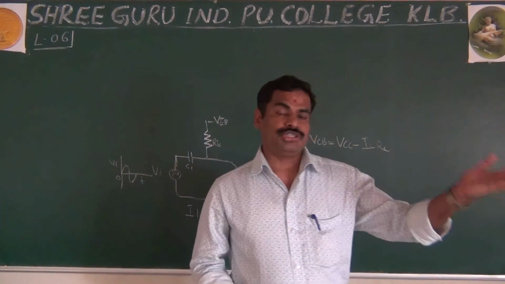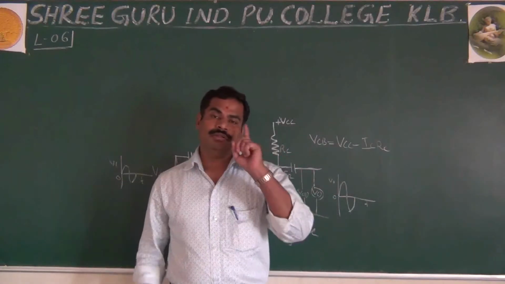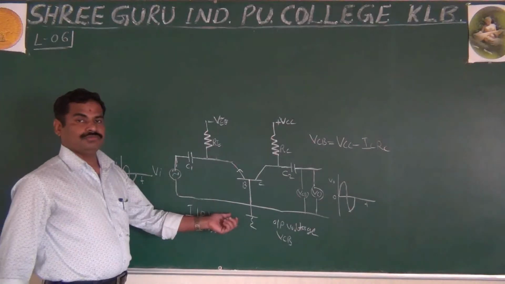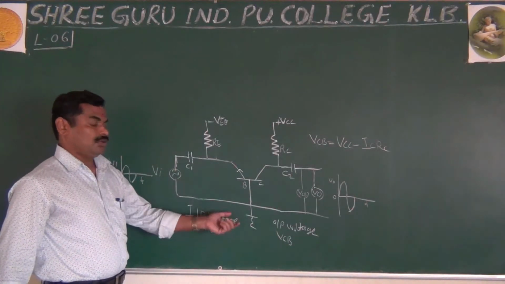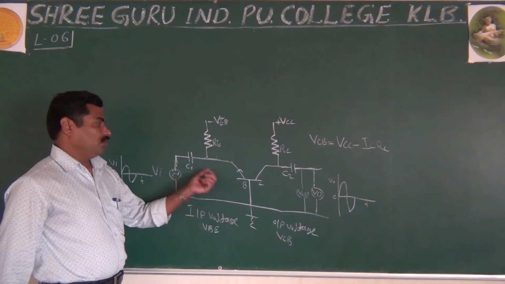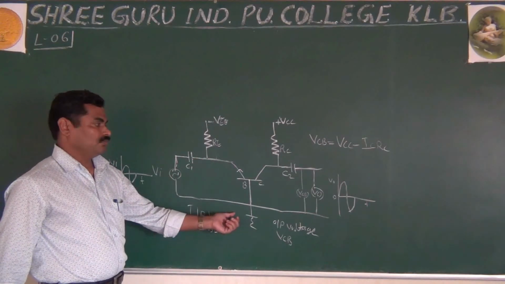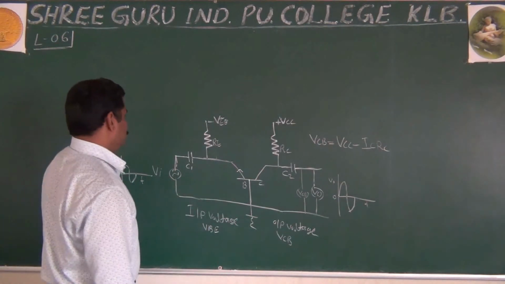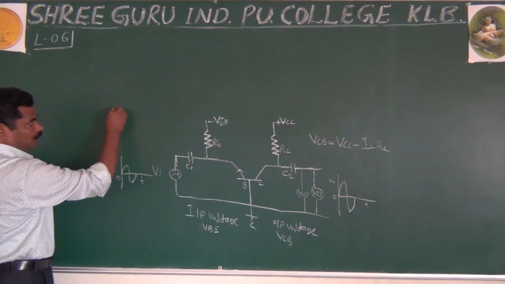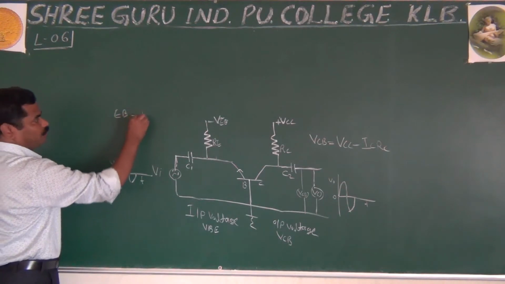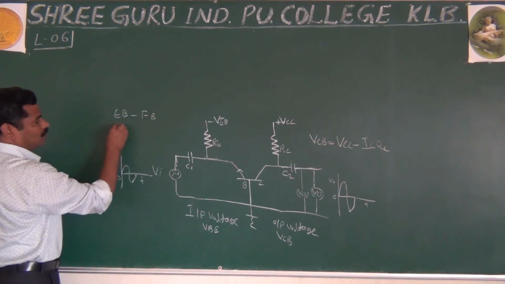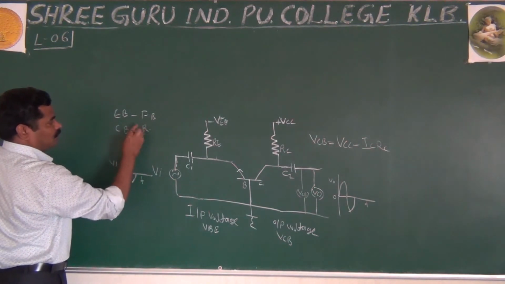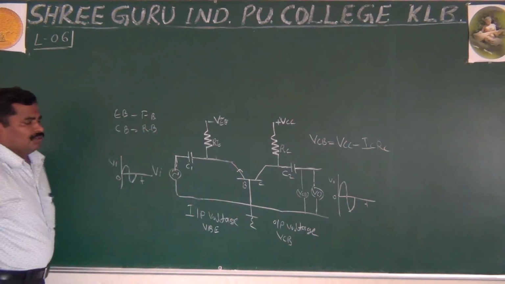It may be a common base, a common emitter, or a common collector. The most important condition is about the input section, especially in this common base. Which one is input? The emitter-base section, because our emitter is input and base is common. The first condition is that the emitter-base section should be forward biased, and the collector-base section will be reverse biased.